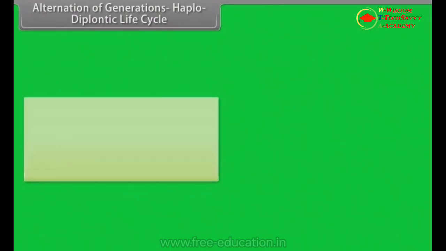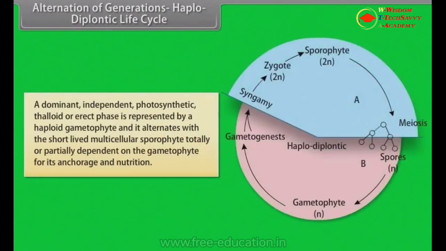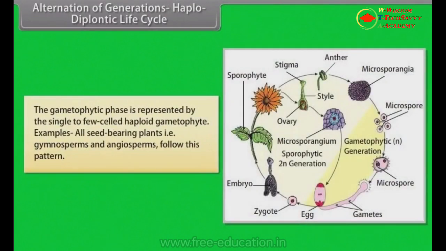Alternation of generations, haplodiplontic life cycle. A dominant, independent, photosynthetic, thalloid or erect phase is represented by a haploid gametophyte, and it alternates with the short-lived multicellular sporophyte totally or partially dependent on the gametophyte for its anchorage and nutrition. The gametophytic phase is represented by the single to few-celled haploid gametophyte. Examples: all seed-bearing plants, that is, gymnosperms and angiosperms, follow this pattern.